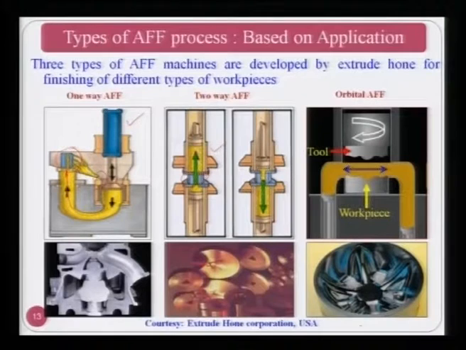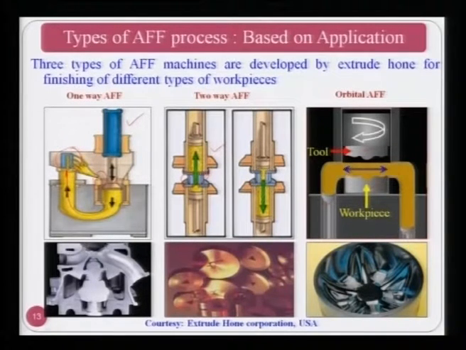Now, in some cases you cannot use either the one way or two way AFF process, and then they developed what is known as the orbital abrasive flow finishing process. This is interesting and simple. You can see this is the tooling which is just a replica of the workpiece surface shown over here. Now, here is the medium and this is piston 1, piston 2.